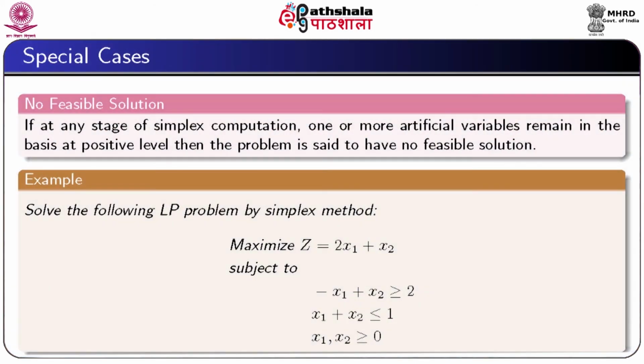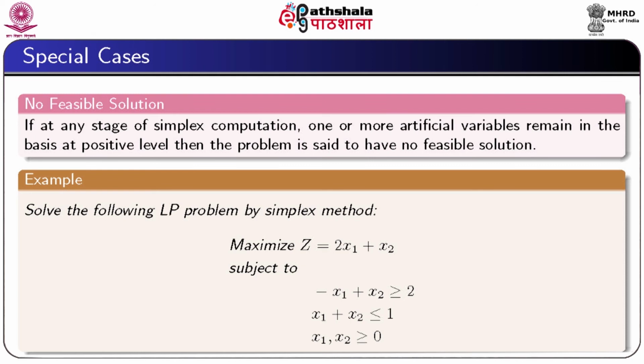Next, we come to the special case of no feasible solution in LPP. If at any stage of simplex computation, one or more artificial variables appear in the basis at positive level, then the problem is said to have no feasible solutions. Let us consider an example which is shown in this slide.